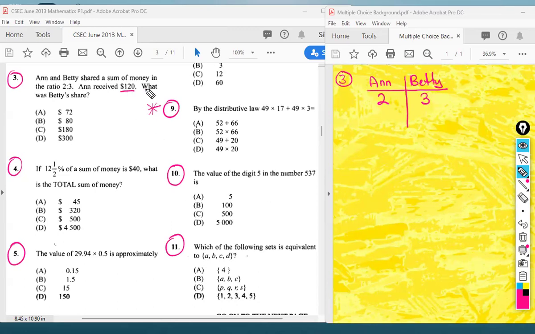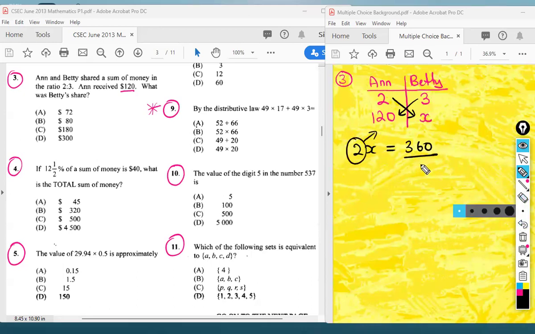Anne receives 120. So what is Betty's share? Cross multiply. 2 by x is 2x. 3 by 120 is 360. Throw across and multiply, you will get a divide. 360 divided by 2 is 180. So the answer would be C.